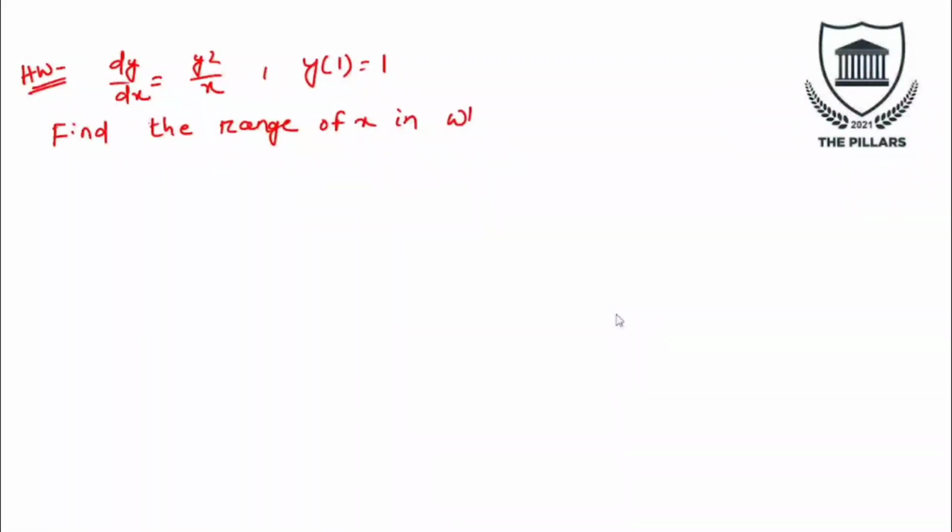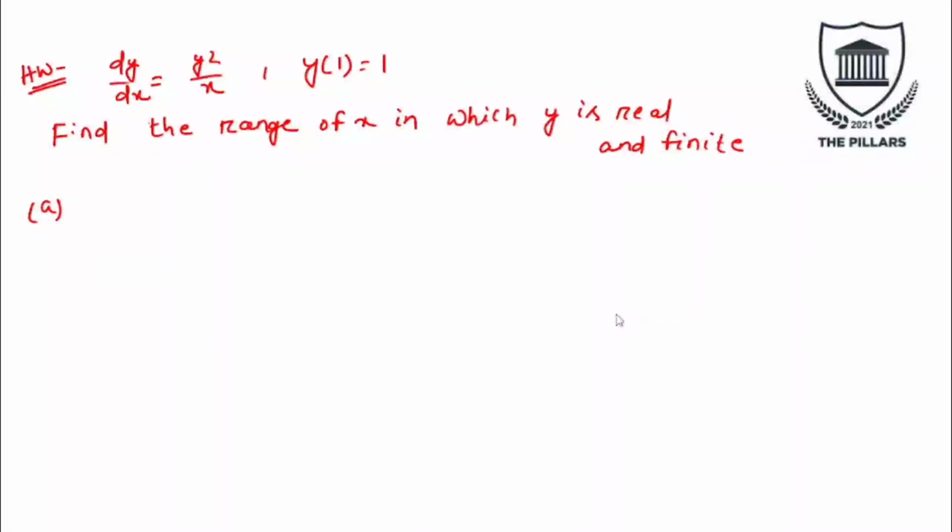Okay, so let's take the question. Let's say you are given a differential equation dy by dx is equal to y square by x with the boundary condition y at x equal to 1 is 1. Now he is asking to find the range of x in which y is real and finite.